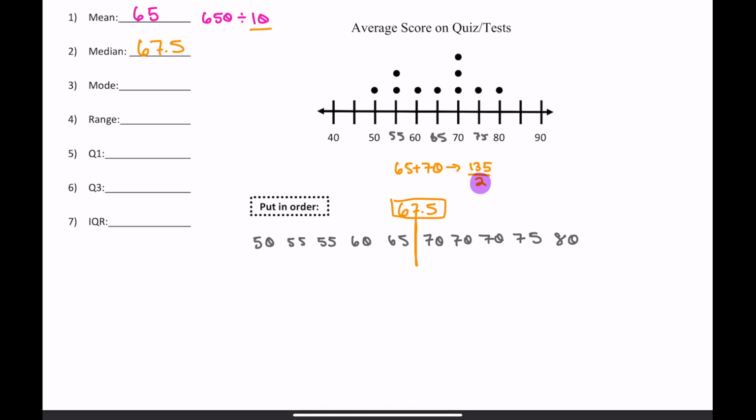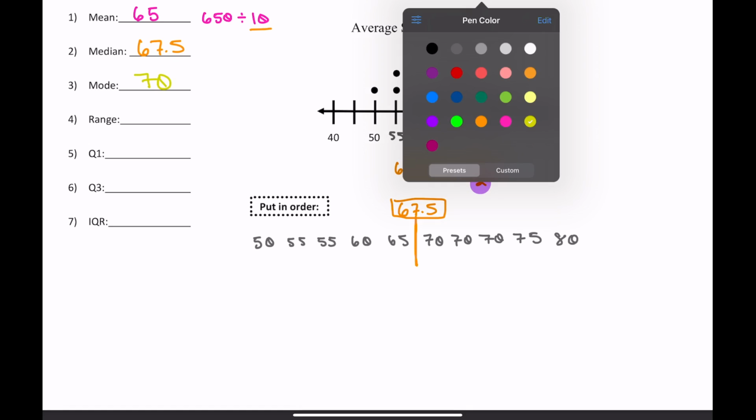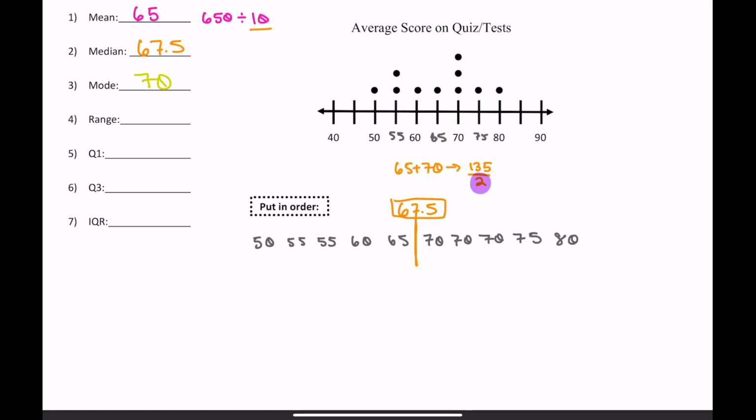Let's talk about mode. Our mode in this one is 70 because we see it 3 times. It's the only one that we see 3 times. Our range is the biggest number, 80, minus the smallest number, 50, which gives us 30. Hopefully you could do that in your head.